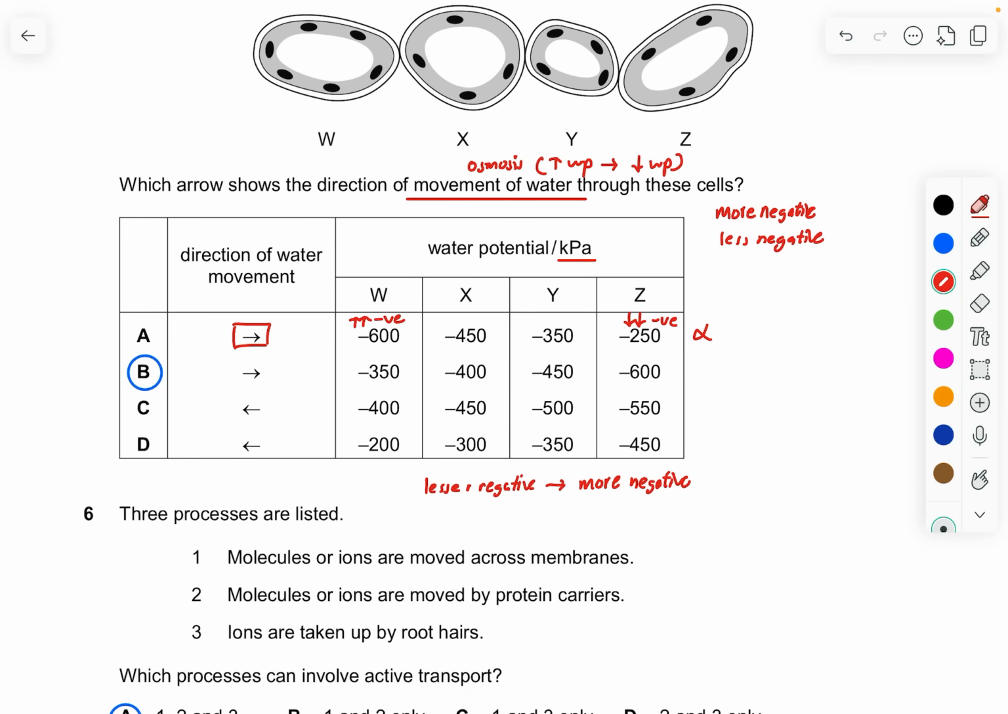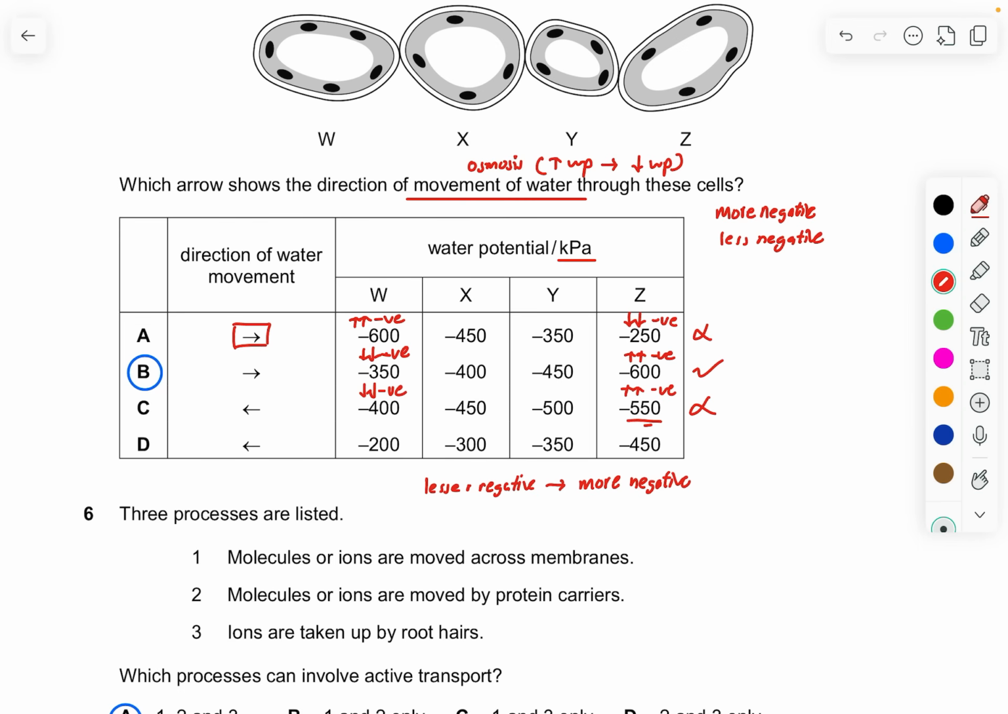B is pointing, again going to the right, from W to Z, so minus 350 is less negative, minus 400, minus 450, minus 600 becomes more negative. So less negative to more negative, therefore it is correct. But let's look at C. Now C is pointing to the left, so Z to W. So Z is more negative, and it goes down to become less negative. So it is wrong. It should be from lesser negative to more negative. So the wrong answer is C.